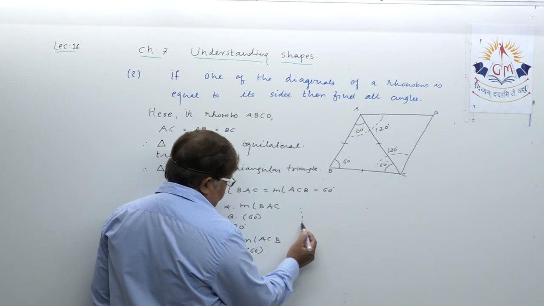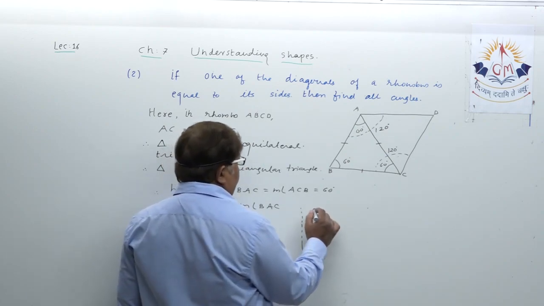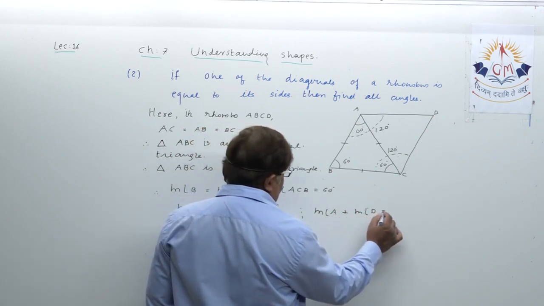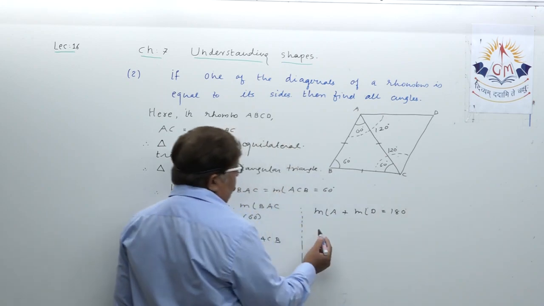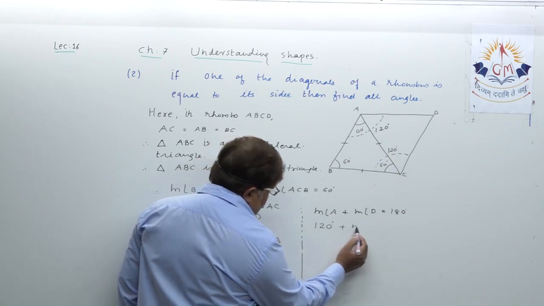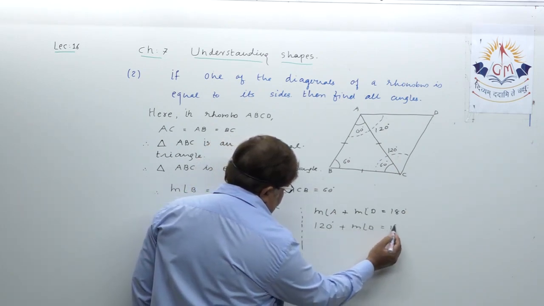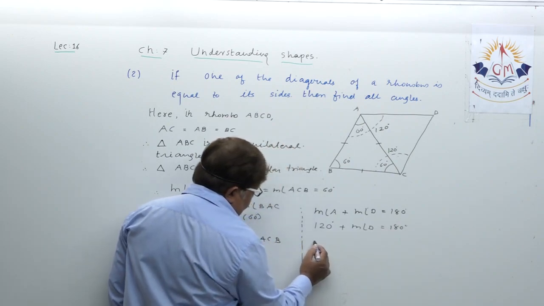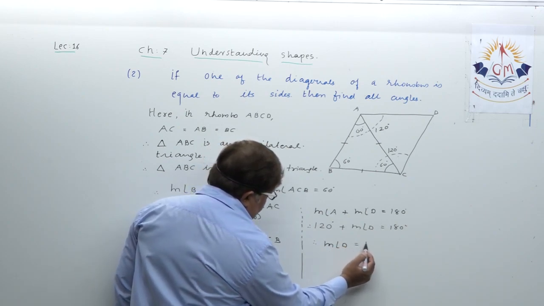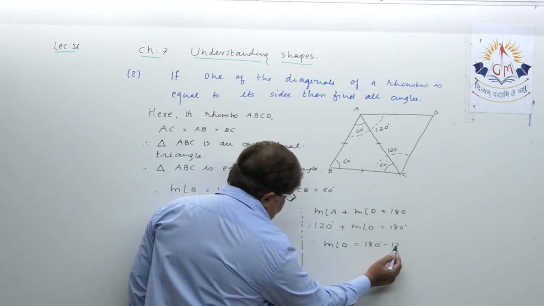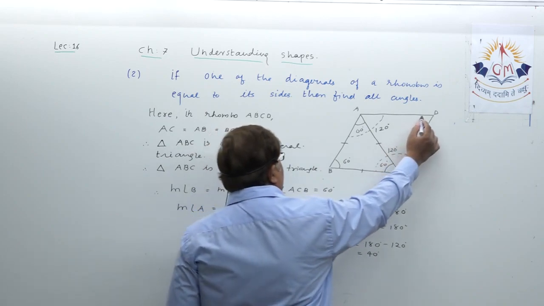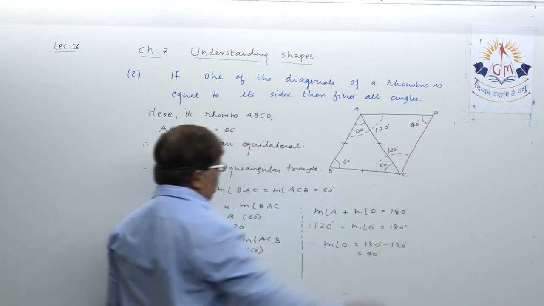And now just look at the sum here. What you can mention? Measure angle A plus measure angle D equals 180 degrees. What is A already? 120 degrees plus measure angle D equals 180 degrees. Just transfer: measure angle D equal to 180 minus 120. It turns out to be 60 degrees. So you got D also.